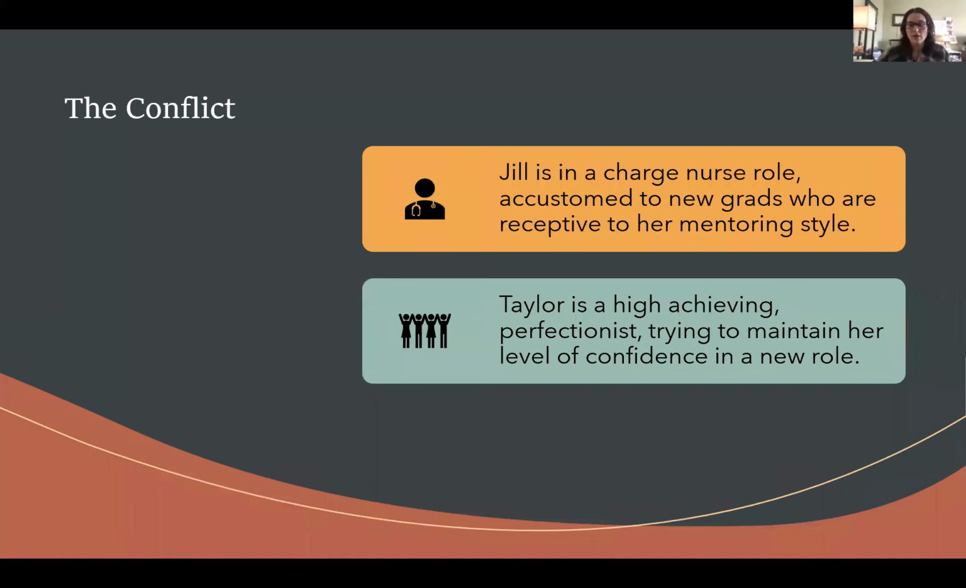So Jill is the charge nurse. She is accustomed to new grads who are receptive to her mentoring style. Taylor is the new hire, new grad. She is high achieving, perfectionist, trying to maintain her level of confidence in a new role.